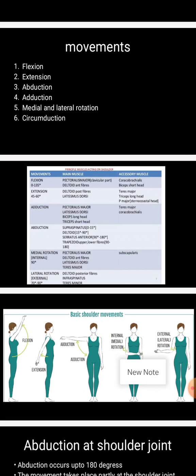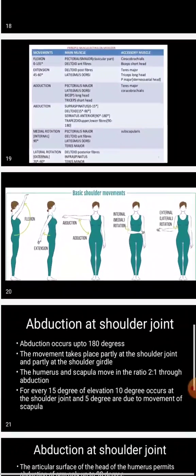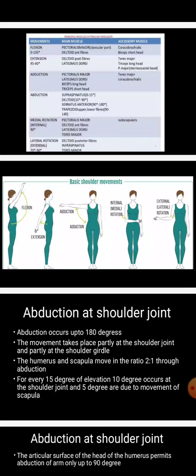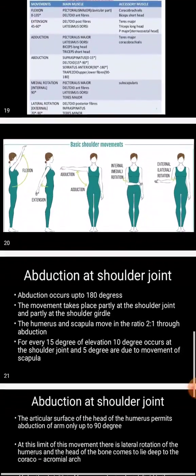Now medial rotation is produced by pectoralis major, deltoid anterior fibers, latissimus dorsi and the teres major. Accessory muscle includes subscapularis. Lateral rotation is brought about by the deltoid posterior fibers, infraspinatus and the teres minor here. Now this is how the flexion, abduction, extension, medial and lateral rotations are occurring.